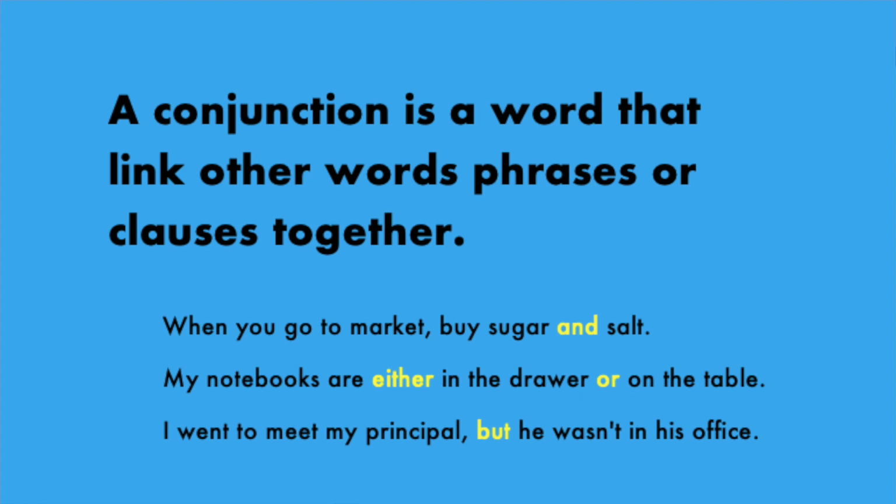I went to meet my principal but he wasn't in his office. Here the conjunction is but; it connects two clauses. I went to meet my principal. It is the first clause. He wasn't in his office. It is the second clause. Clauses are just like sentences. The conjunction but connects these sentences.